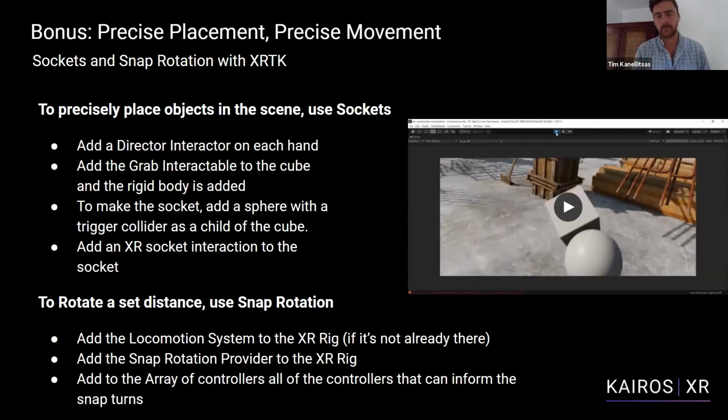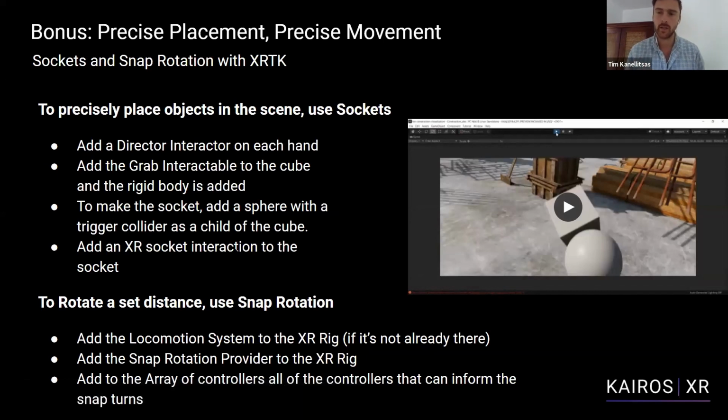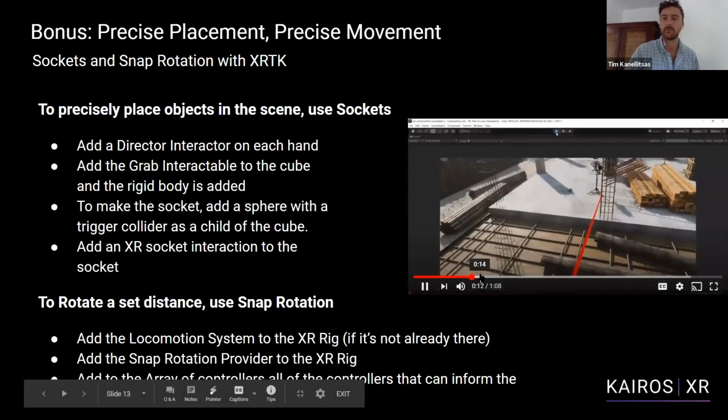But precise placement and precise movement are two features that are important in XRTK. When I say precise placement, I'm referring to the socket system. So as you put an object down, if you want it to snap to one particular area, you can grab this socket interaction and then add a target transform to that socket component, and then all of a sudden any grabbable object will snap to that position. So I'll leave the slide as reference, but again, I encourage you to continue to explore that. We'll look at a quick demo here.